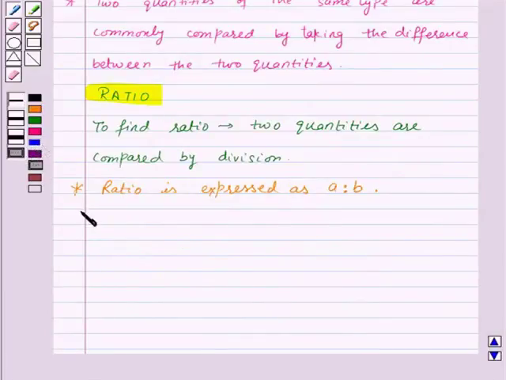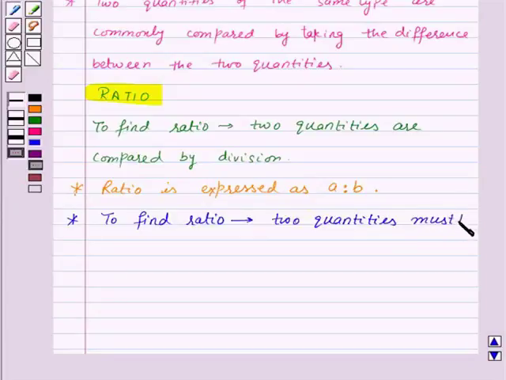Now you need to remember one more point, that is to find the ratio of any two quantities, the two quantities must be in the same unit. And if they are not in the same unit, then before finding the ratio, we must change them into the same unit.